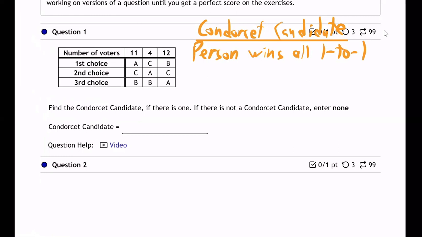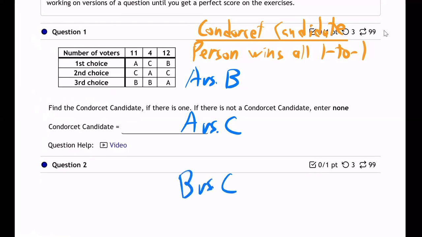So first off, let me lay out all the possible one-on-ones. How many candidates do we have here? Three, A, B, and C, right? So what are all the ways they can match up one-on-one? Well, you can have A versus B. There we go, A versus B. Or you can have A versus C. So we got A with B, A with C, and then what's the third matchup? B with C, right, you got it. So those are all the possible ways they can match up 1-to-1, right?